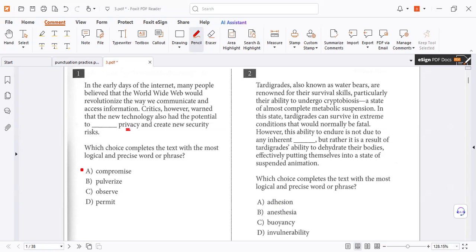Number 2. D. Letter D. Number 2, letter D, correct.